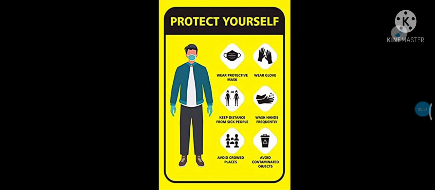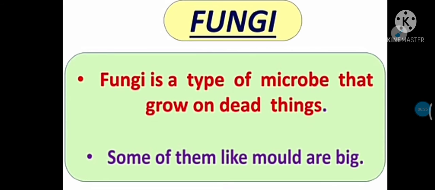So what are the golden rules to protect ourselves from this coronavirus? We should wear a mask whenever we go out. We should keep distance from sick people. Avoid crowded places. Wash your hands frequently. Avoid contaminated objects and wear gloves whenever you go out. Stay safe, stay healthy. Now, let us learn about the next microbe, that is fungi.